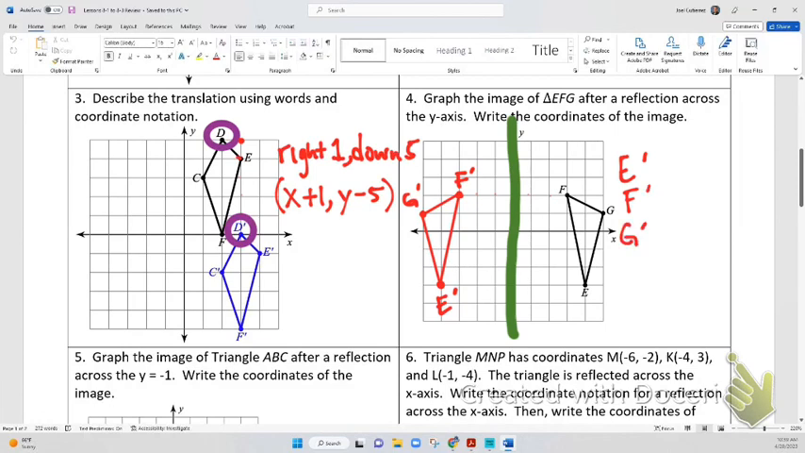So all you have to do from here is just count. So for E prime, it's -4, -3. For F prime, it's -3, +2. And then for G prime, it's -5, +1.